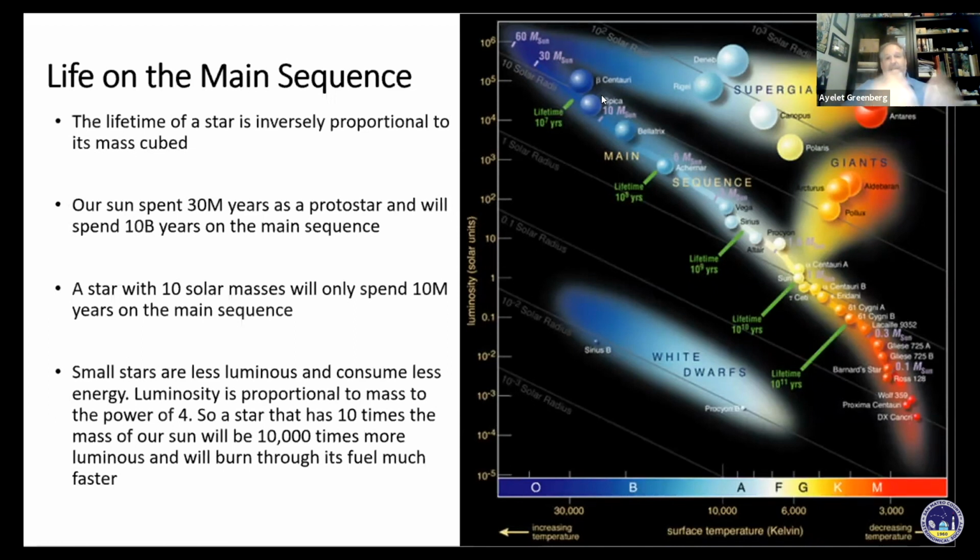So the fact that it has 10 times more mass is actually not that impressive considering it has to burn through it 10,000 times faster. And that's why big stars have very short life cycles and smaller stars like our sun have longer life cycles.